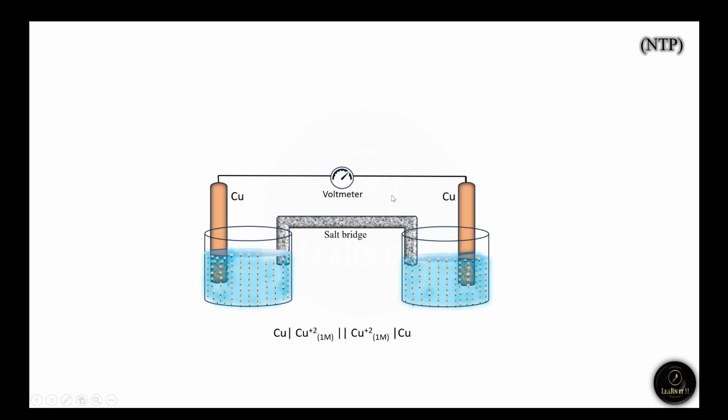It is 0 volt, because at NTP, at 1 molar concentration of the electrolytes, both of them have the electrode potential, that is the standard reduction potential of 0.34 volt. That's why E naught of this cell is equal to 0.34 minus 0.34, which is equal to 0 volt. So this cell does not provide any electricity.